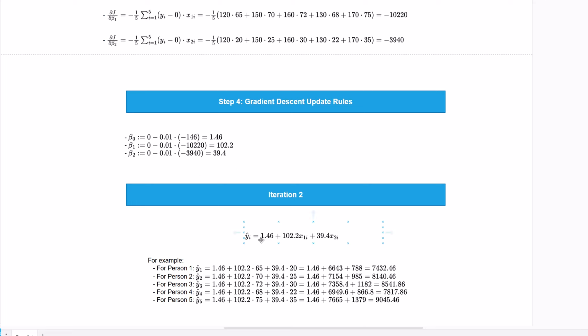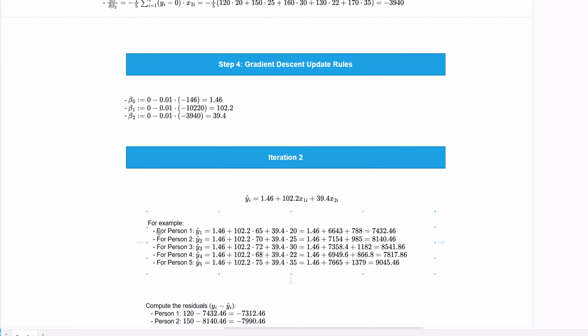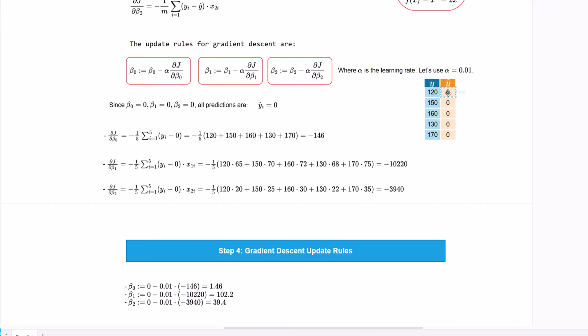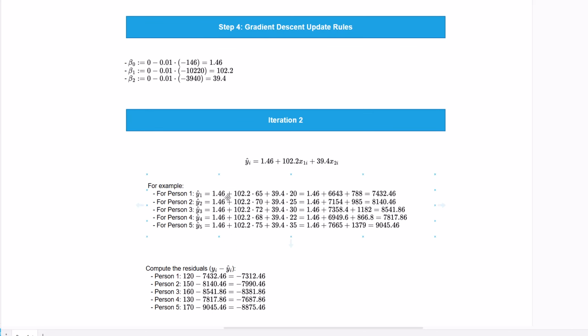It was only beta 0, beta 1, beta 2, just replacing the values of this. Now, if you see, I will try to calculate y hat 0, y hat 1. So in the first example, you can see it was almost 0, right? And here we have now big values, because these values here are not that good enough.